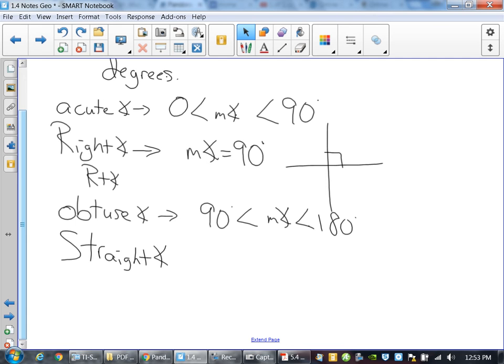Basically, when you have 3 collinear points, what do they create? A straight angle.